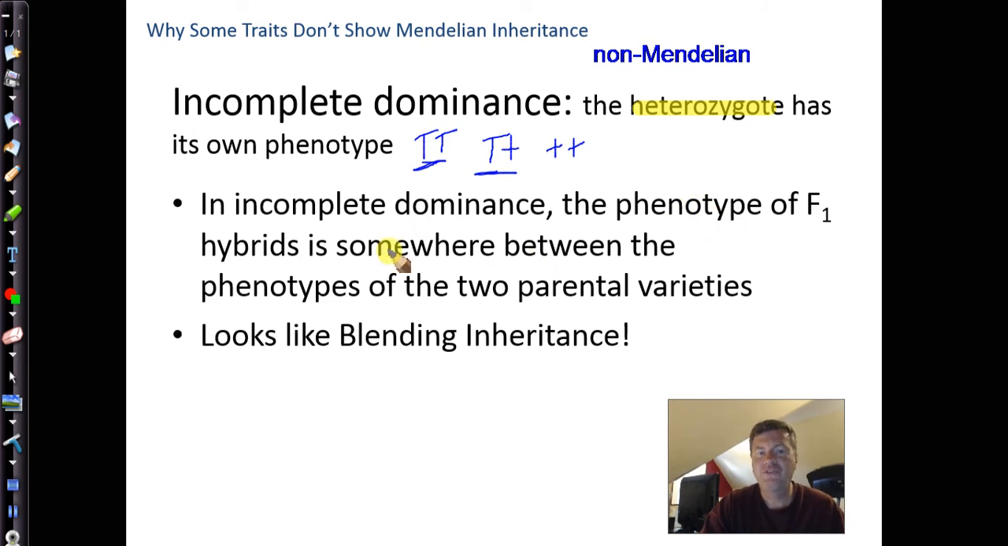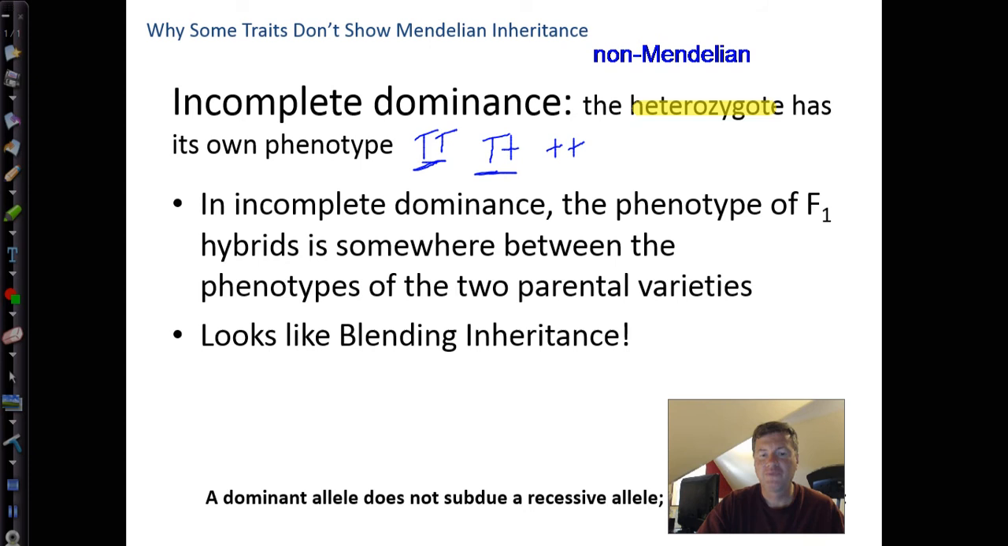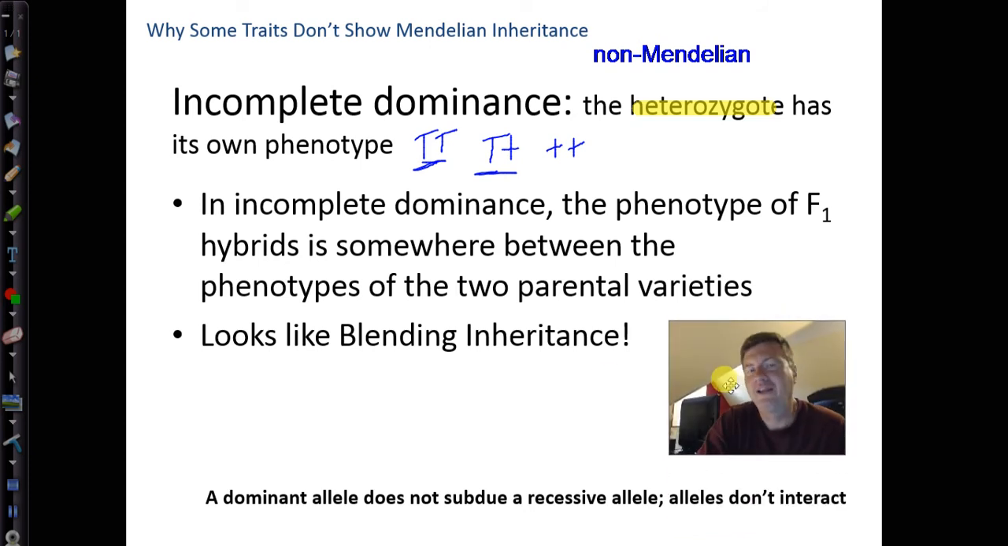And often the phenotype is somewhere in between the phenotypes of the parental varieties, so it looks a little bit like blending inheritance. What we're saying here is that a dominant allele does not subdue or take over or dominate. Dominant makes it sound like it's actually dominating and beating it up. The alleles don't interact.